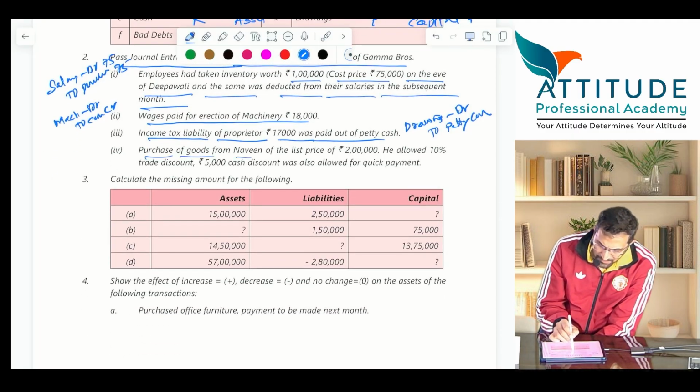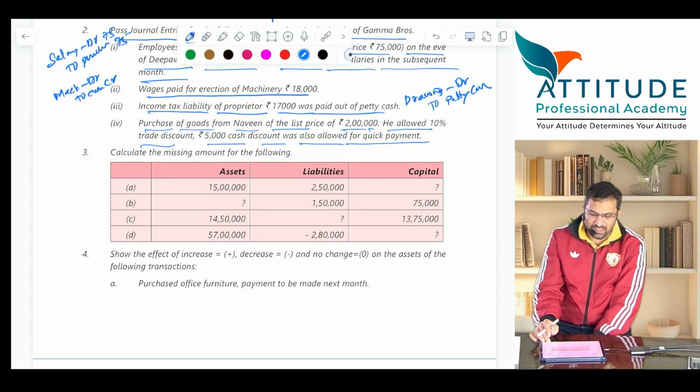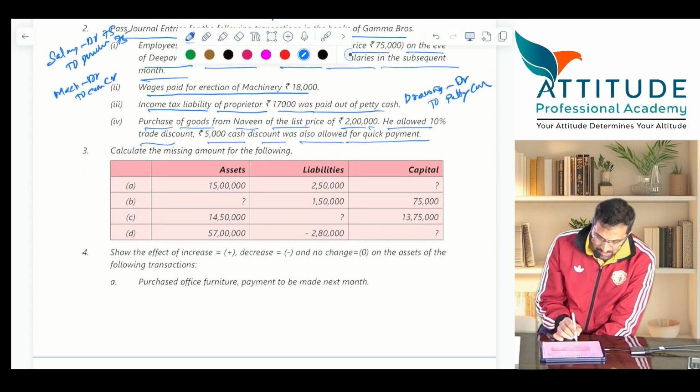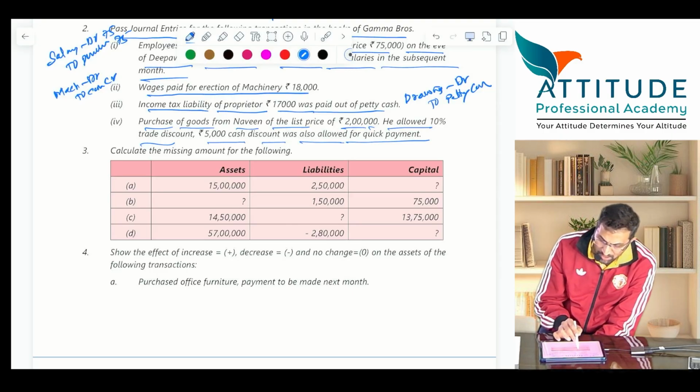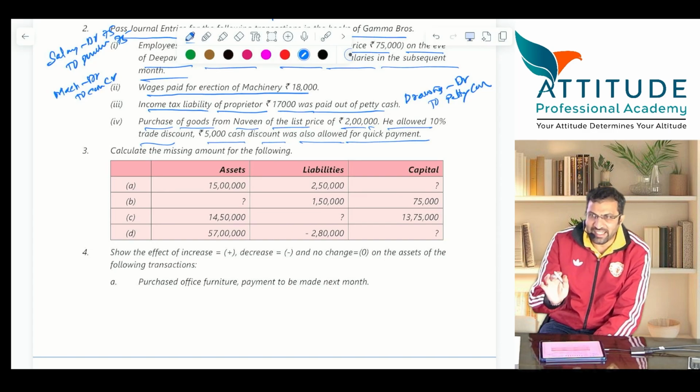Purchase of goods from Naveen at the list price of 2 lakhs. He allowed 10% trade discount. 5,000 cash discount was allowed for quick payment. Now tell me the entry. 10% trade discount means the value will be 1,80,000. But he also allowed 5,000 cash discount for quick payment, which means payment is already made.